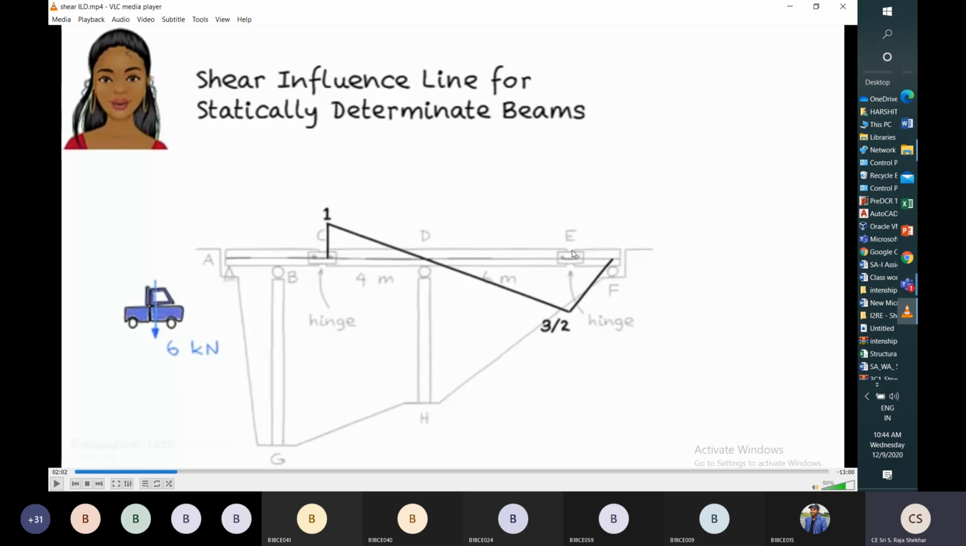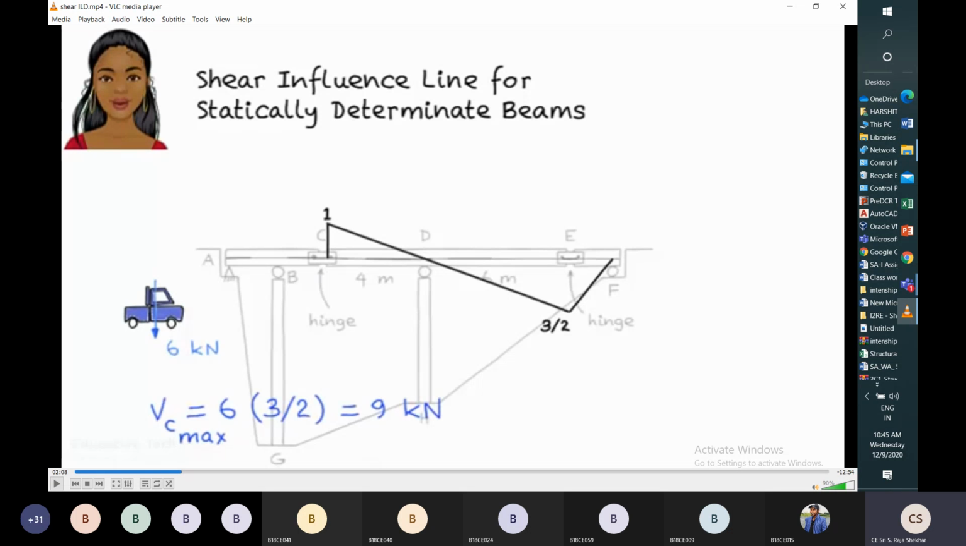That means when the unit point load is at section E, shear at C is maximum. So we have to consider this ordinate multiplied by this load. That's 3 by 2 multiplied by 6, which gives us 9 kilonewton. So 9 kilonewton will be considered for the design of this hinge at C. So for the design of the hinge, we have to use a design force of 9 kilonewton.